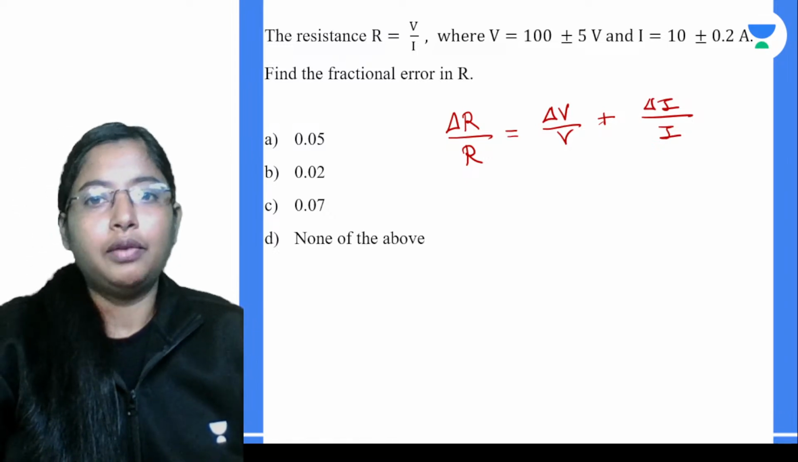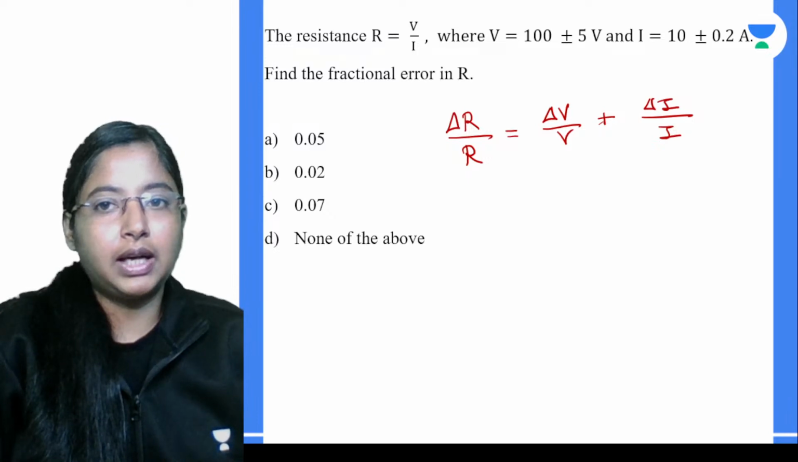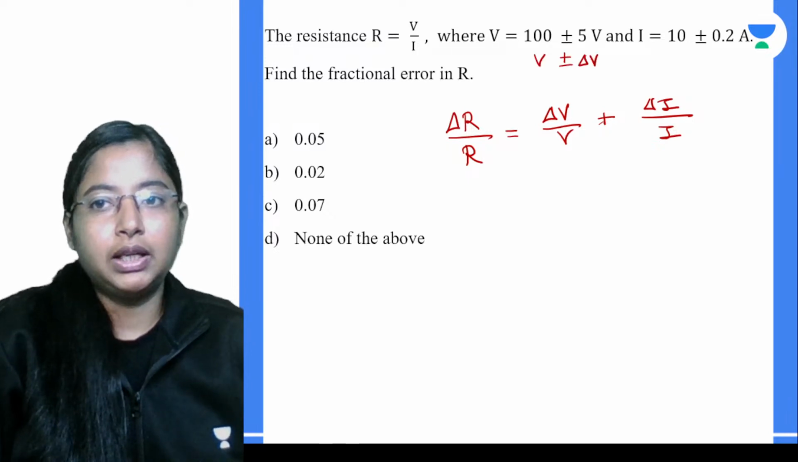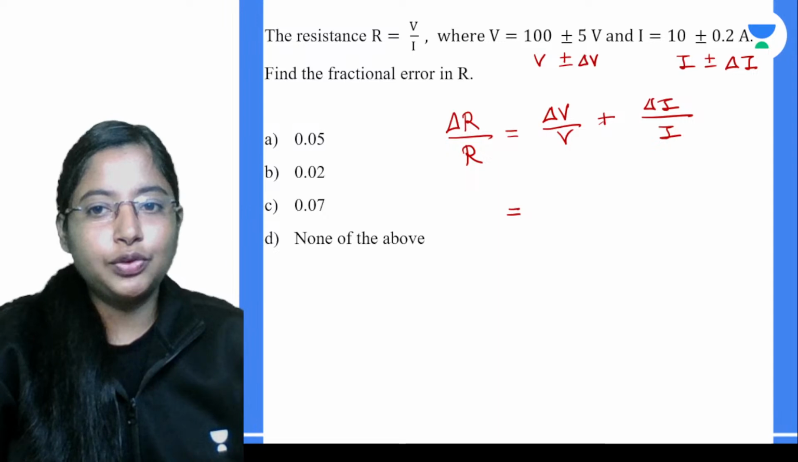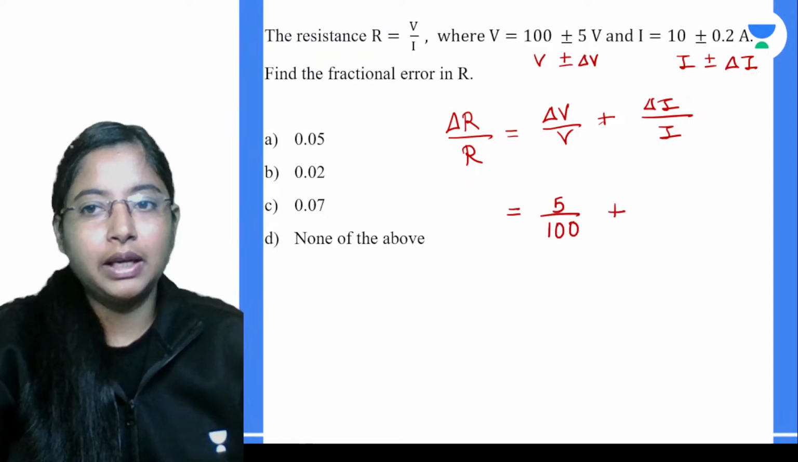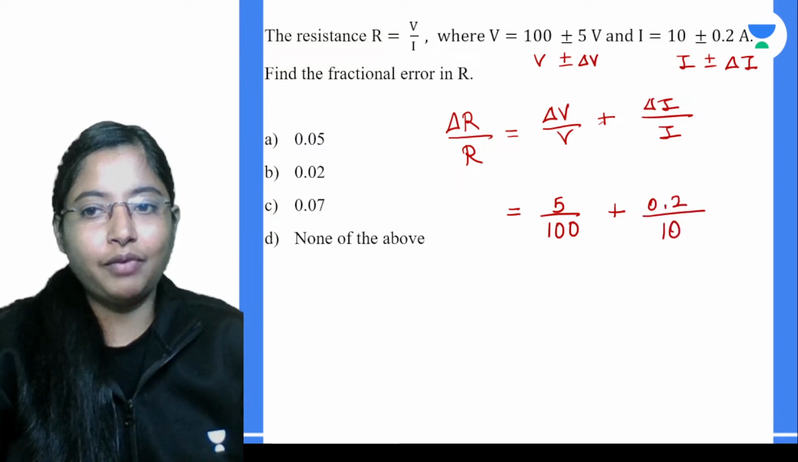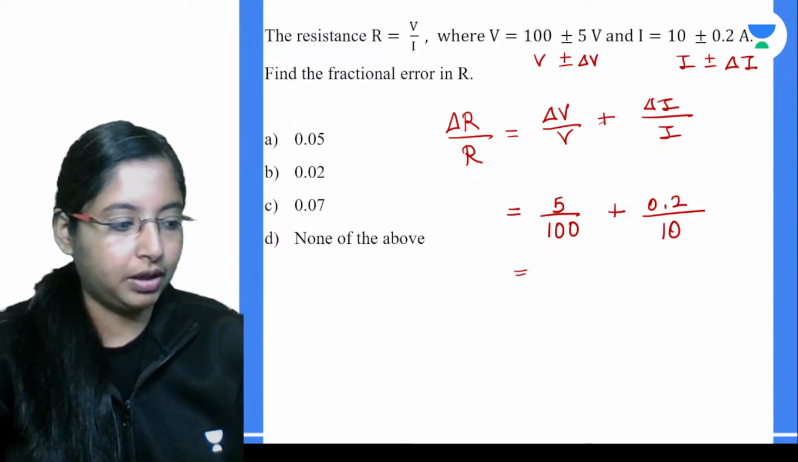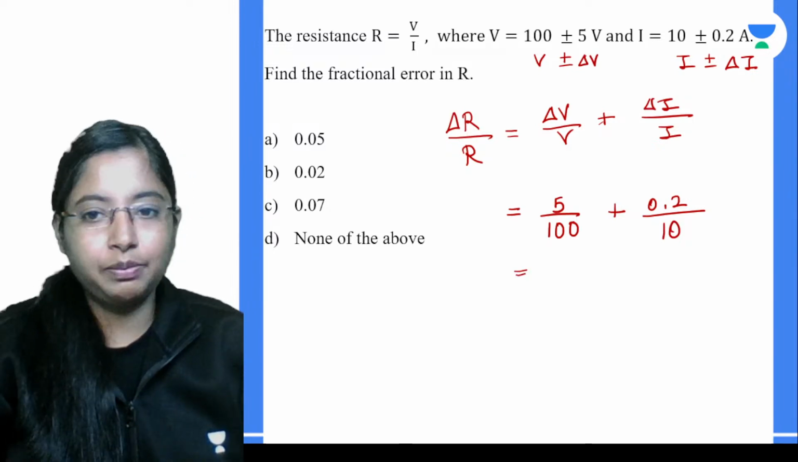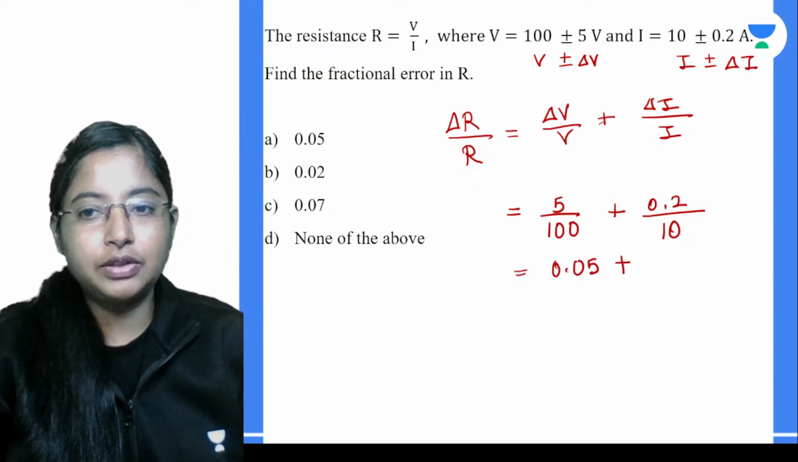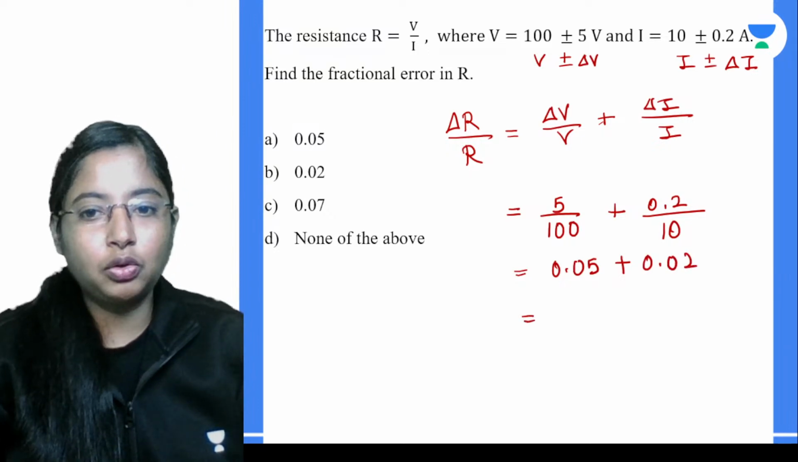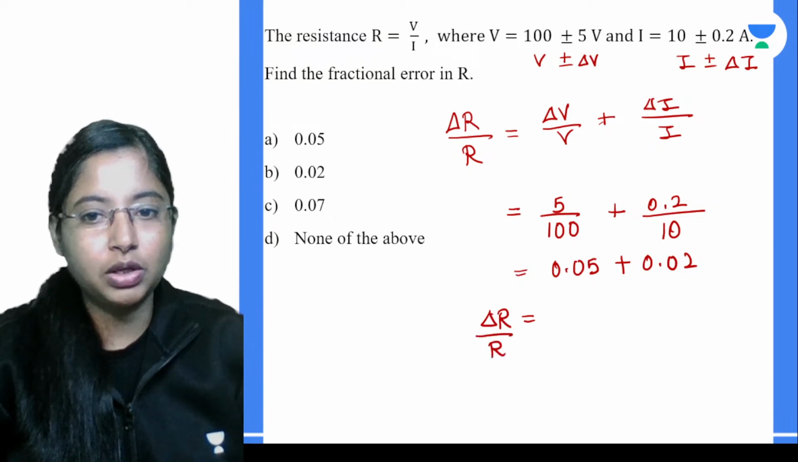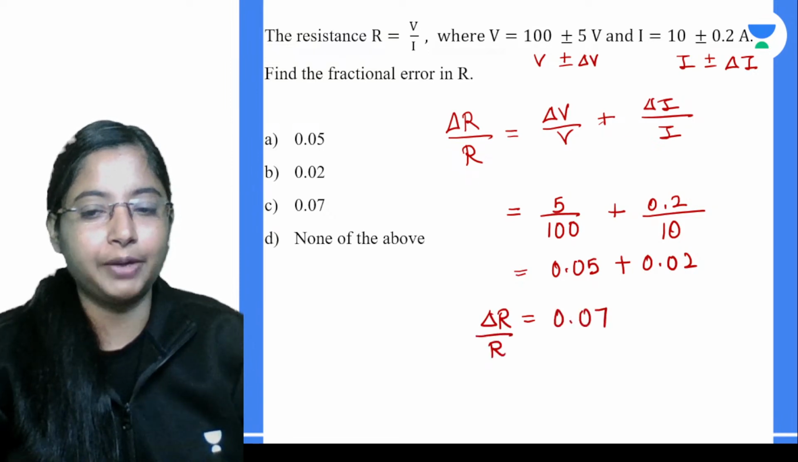Now, very simple quantity. Over here, this 100 is V plus or minus delta V, and this quantity is I plus or minus delta I. Right. So for V it is 5 divided by 100, plus for the current, 0.2 divided by 10. That is the absolute error by the mean value, the actual value. This gives us the fractional error, right? 5 divided by 100 is 0.05, plus 0.2 divided by 10 is 0.02. So what is the total fractional error in resistance? That is 0.07.